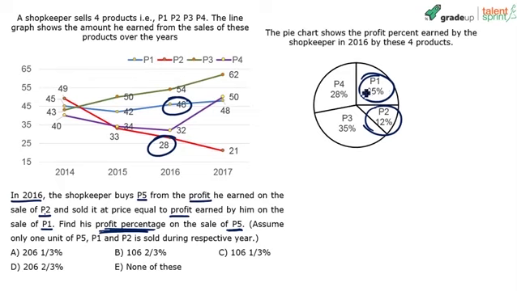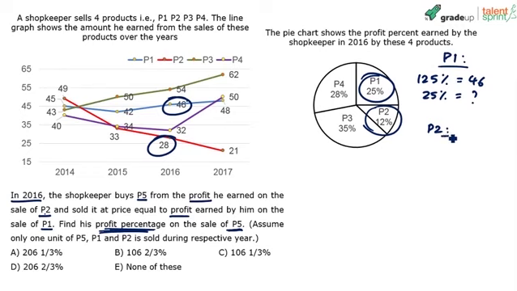Product 1 profit is 25%, which means selling price will be 125%. That 125% is equal to 46 rupees. So I can say for product 1, 125% is 46. 25% is equal to what? Because I'm interested in the profit value.